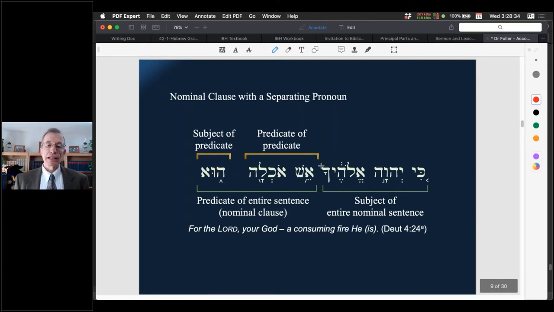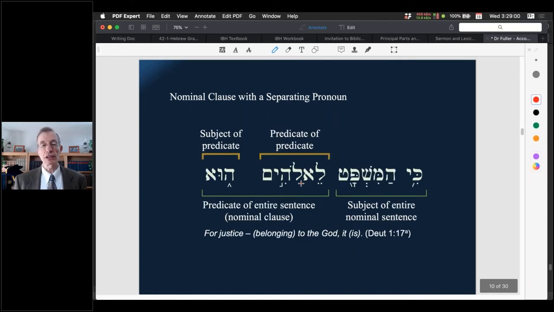So again, this is really a nominal clause. This is the subject of the entire nominal clause. This is the predicate of the entire nominal clause. But yet it is also a nominal clause. So again, you can have a nominal clause as a predicate inside of a larger nominal clause. We're seeing it again here, okay? Let's go to the next one.